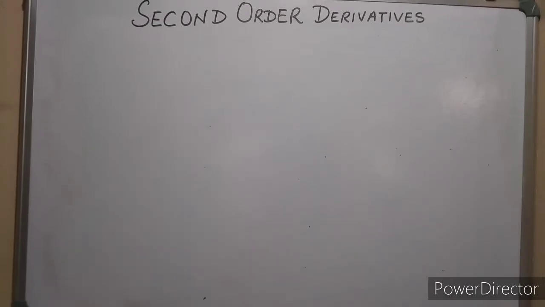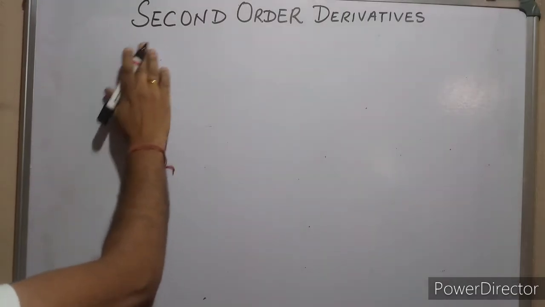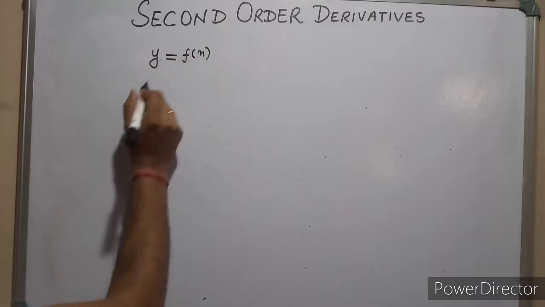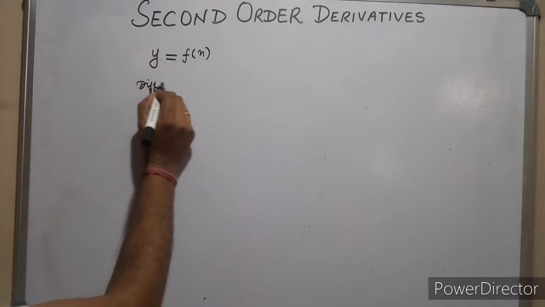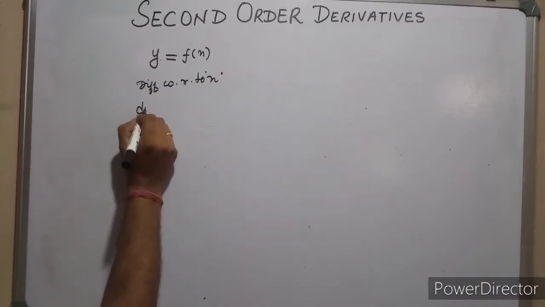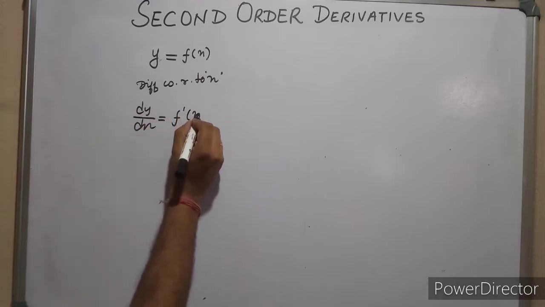Now, dear student of class 12, we have already finished first order derivative. Now, today's topic is second order derivative. Now, how to get the second order derivative? You have to calculate the first order derivative, that is dy by dx. Let us suppose y is equal to f(x). Now, differentiate this function. Differentiating with respect to x, you'll get dy by dx equals f dash x.